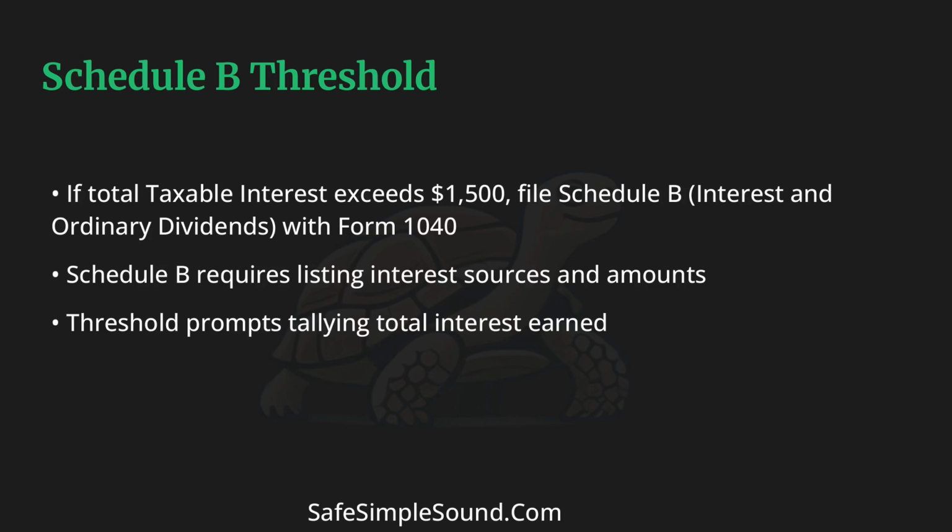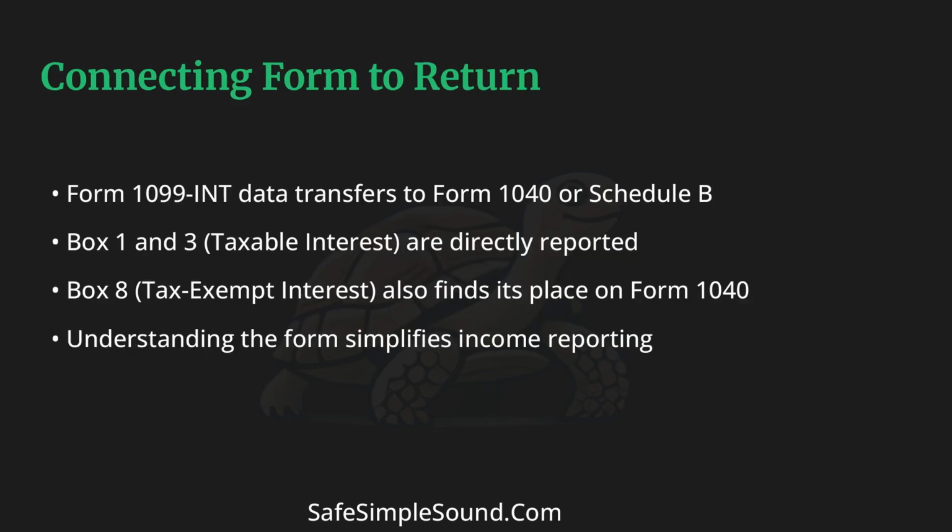Think of it like this. If you only have a little bit of interest, the main tax form is enough. But if you cross that $1,500 line, the IRS wants a more detailed breakdown. So, reflecting on your own situation, does that $1,500 Schedule B threshold seem likely to apply to you this year? It's a good prompt to start tallying things up. And this leads perfectly to our final point, connecting the form to your return. Understanding Form 1099 INT really demystifies the reporting income process.